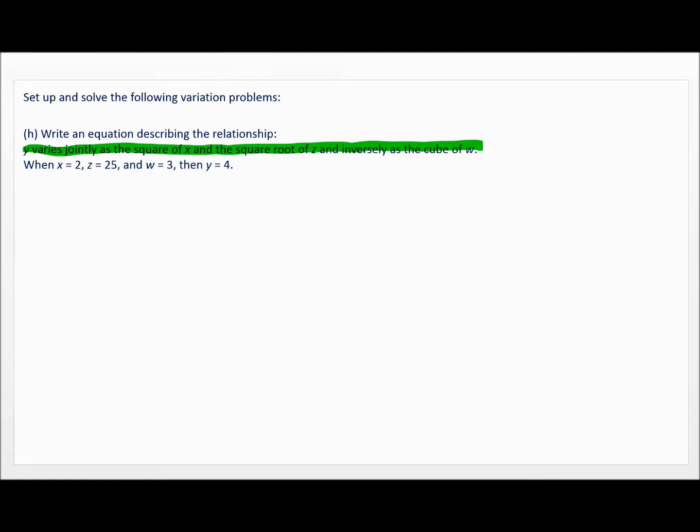So first of all, we know y varies. So we write y equals. We know we're going to have a k. Okay. Jointly, remember, means direct, and there's more than one thing. So jointly as the square of x, so that's x squared and the square root of z. So you can get my letters right this time. Okay. And inversely is the cube of w. Remember, inverse means to divide, and the cube of w is w to the third. Right? This is not bad at all.